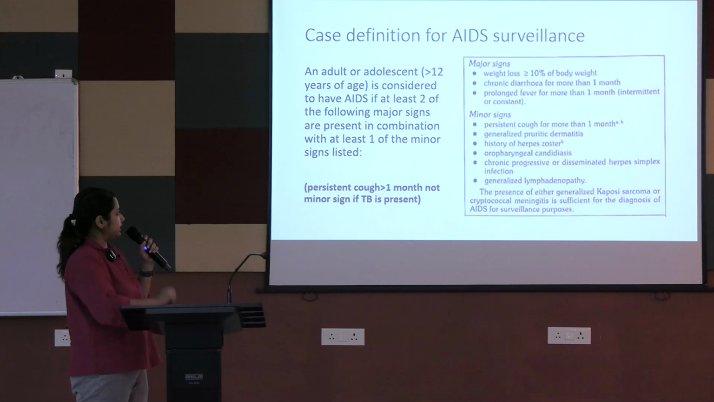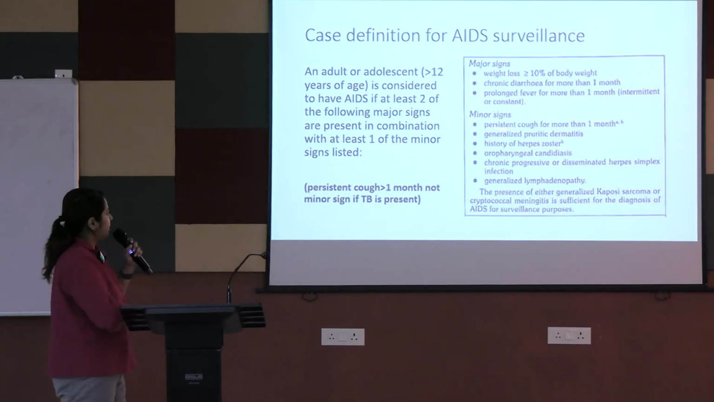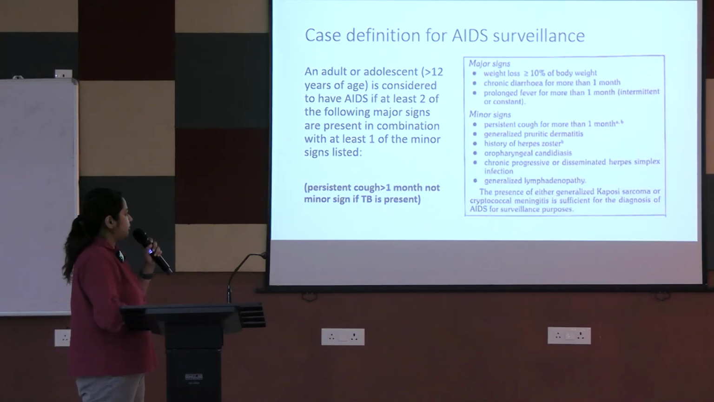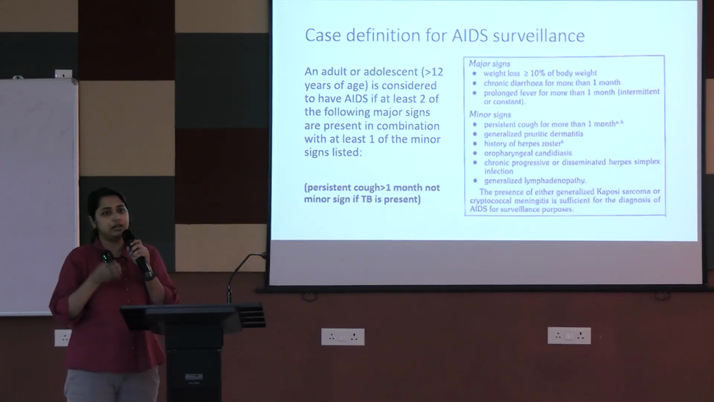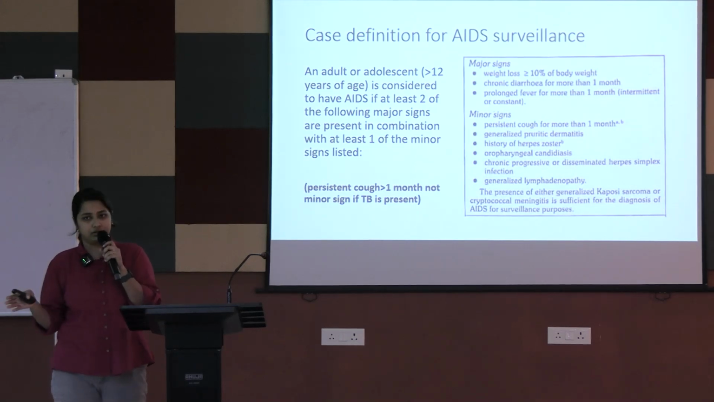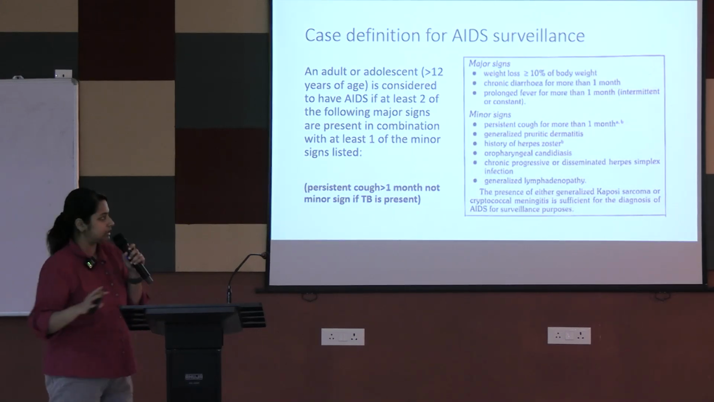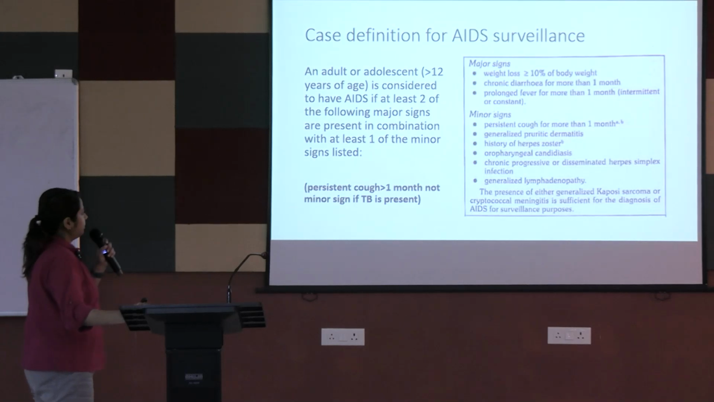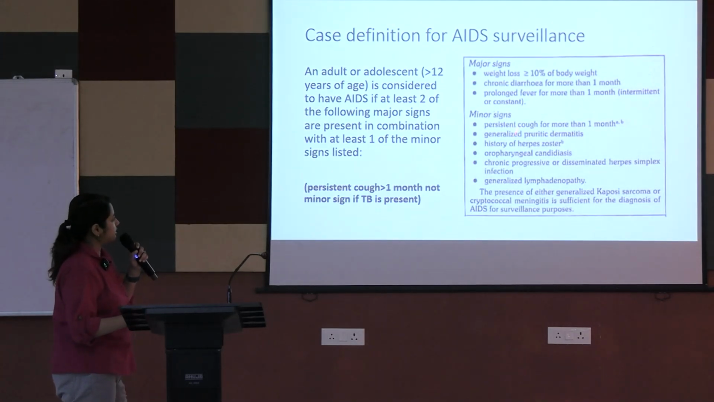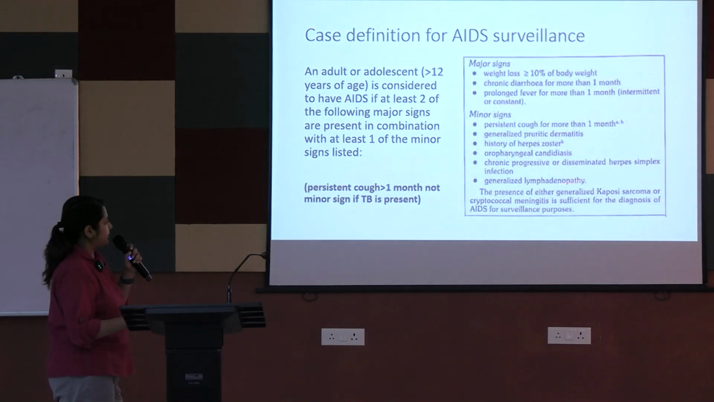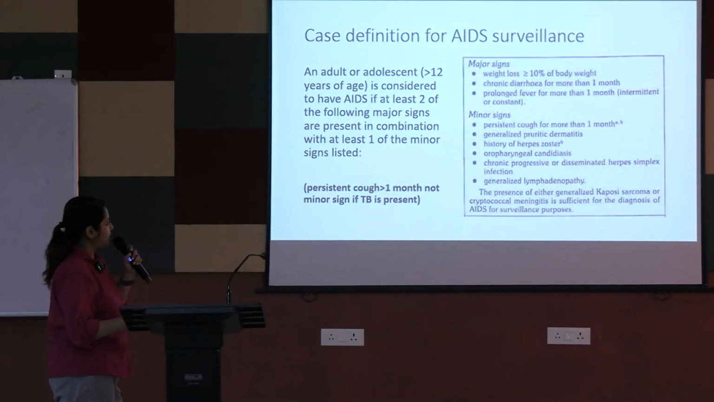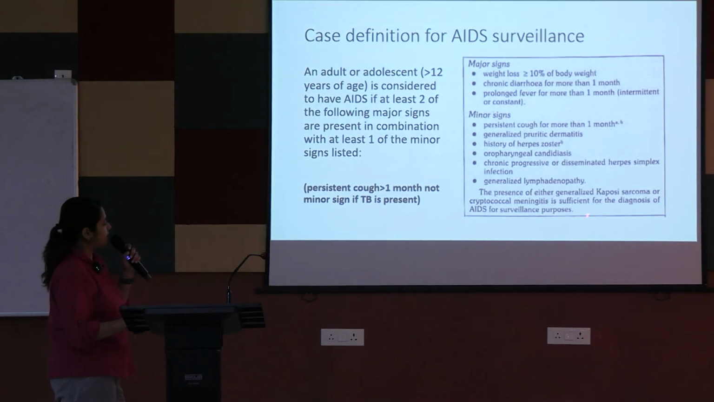At least two major signs and one of the minor signs should be there. One minor sign is persistent cough for more than 1 month. Persistent cough for more than 1 month is not considered a minor sign here if the patient is already affected with TB. If the patient does not have TB, then it can be considered a minor sign. Others are generalized pruritic dermatitis, history of herpes zoster infection, history of candidiasis, herpes simplex infection, generalized lymphadenopathy and all these things. The presence of either generalized Kaposi sarcoma or cryptococcal meningitis is sufficient for the diagnosis of AIDS for surveillance purposes.